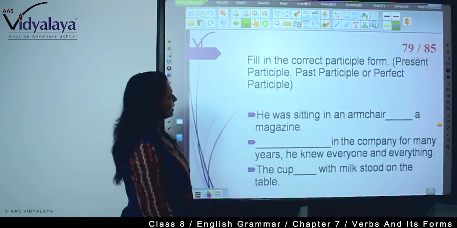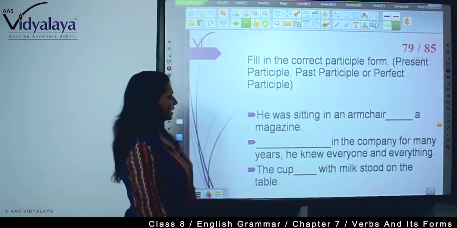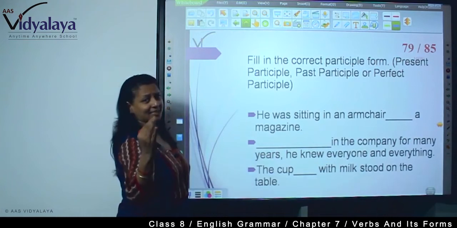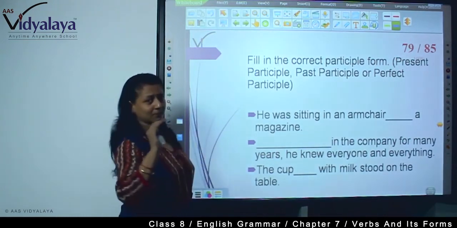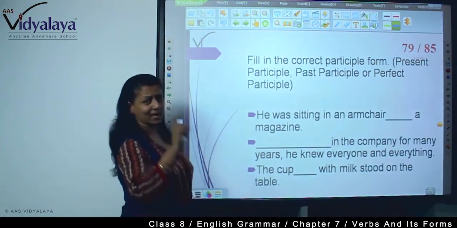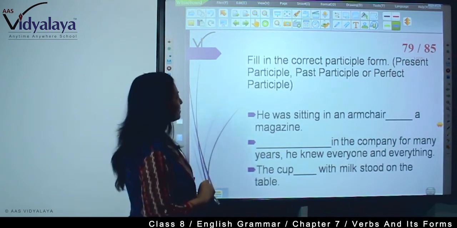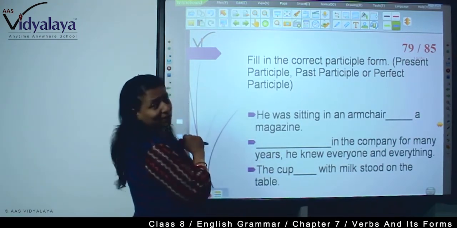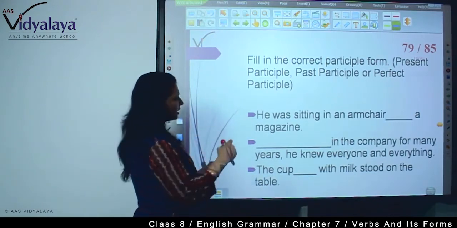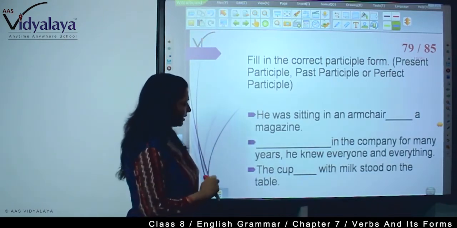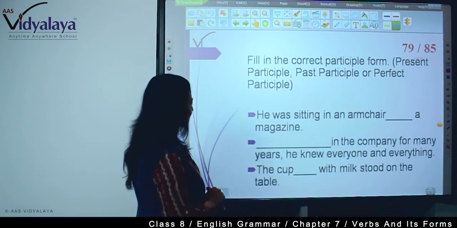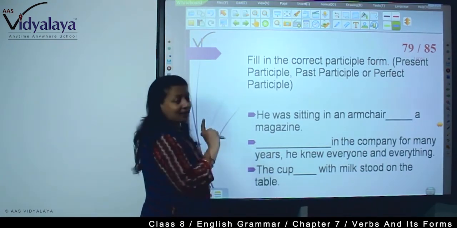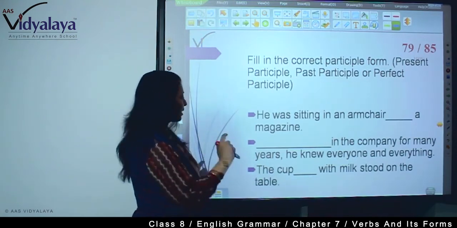Now, correct participle, present, past and perfect. He was sitting in an armchair. You will have to write present participle, verb plus ing, past participle, ed, and perfect participle, having plus past participle. Now, he was sitting in an armchair. What you will have to write? Reading a magazine. So, you will have to finish it by your own. In the company for many years, he knew everyone and everything. Answers are given. You will have to write by your own.